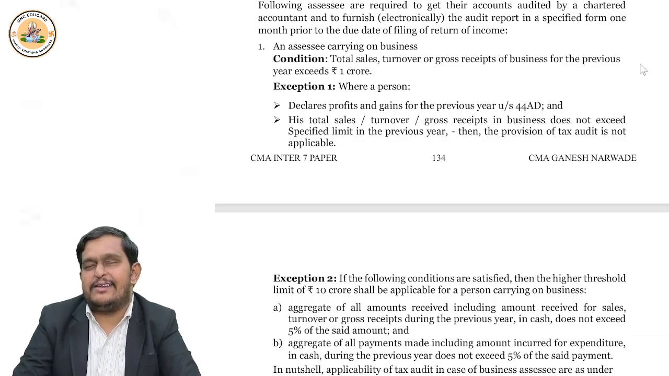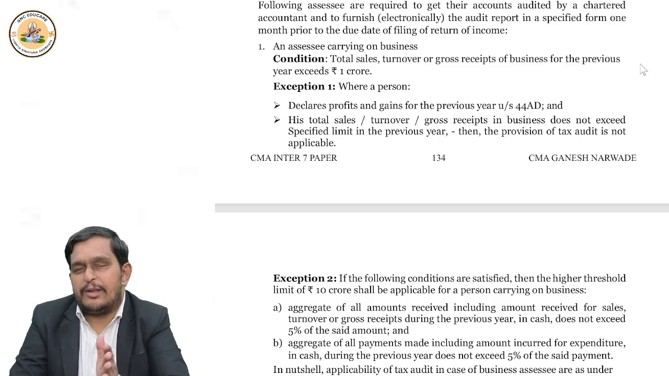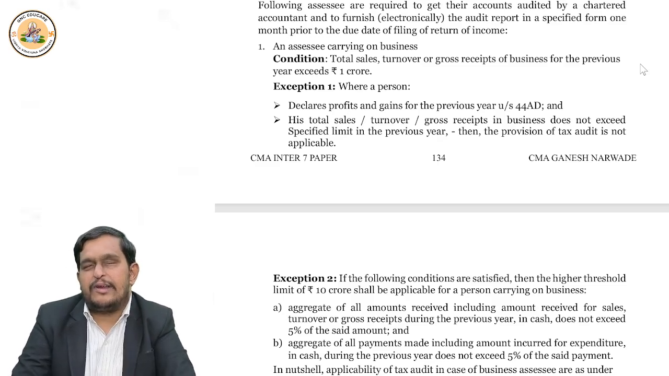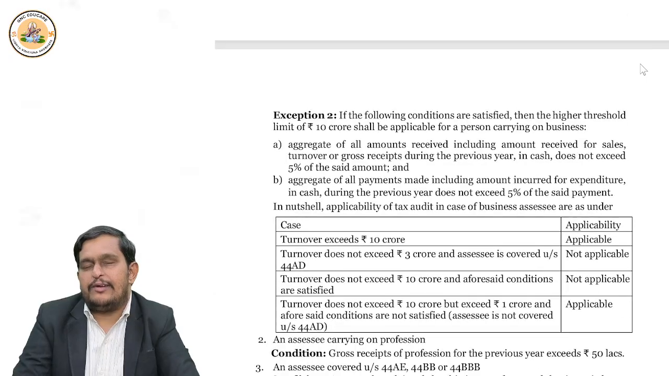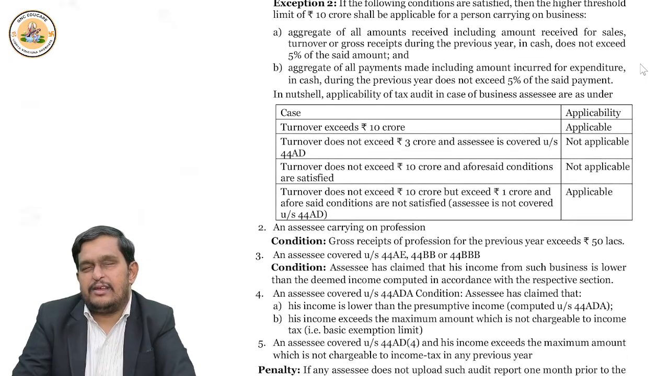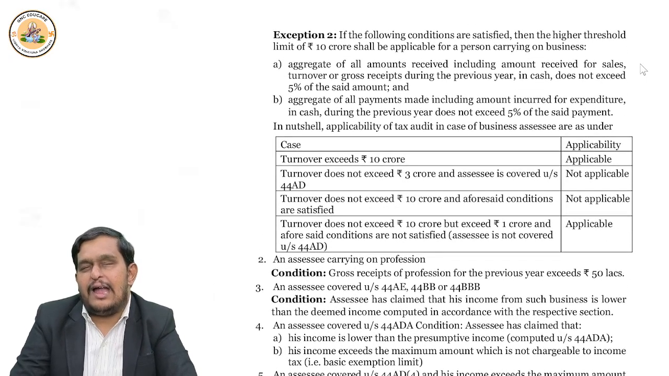But there are assessees who are covered under section 44AD. Now for them, the limit is 3 crores. If your turnover is up to 3 crores, you are covered under 44AD. And as a percentage of your turnover, your income is determined. That we'll discuss in the next lecture.